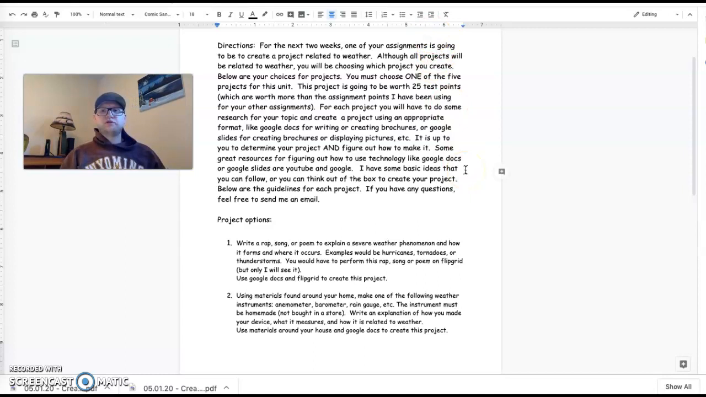You have to do research for this. This is not something I just give you information to. You have to do some research. That's why it's going to take 2 weeks. This is going to be your assignment for this week, and you're going to do this assignment next week, okay? So make sure you're getting it done. It is worth 25 test points.